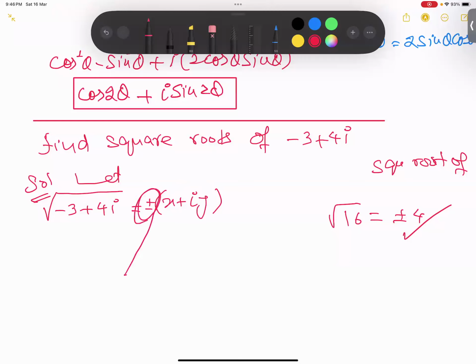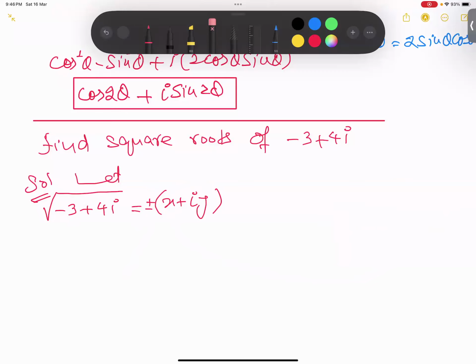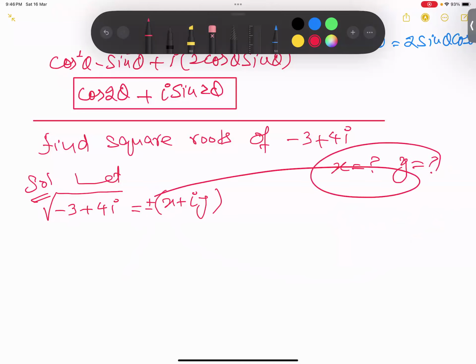And why did I write plus and minus? Because whenever you find a square root, it always gives two answers. That is the reason behind it. Now I will continue. What is my ultimate target? My ultimate target is to get the x value and y value. If I get my x value and y value, then I can convert into complex number form.